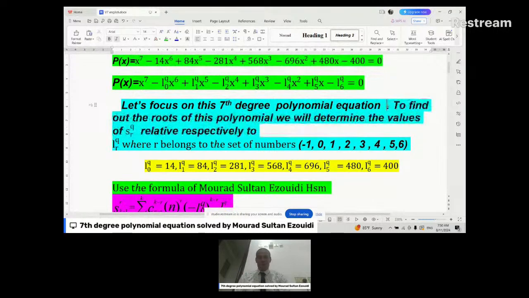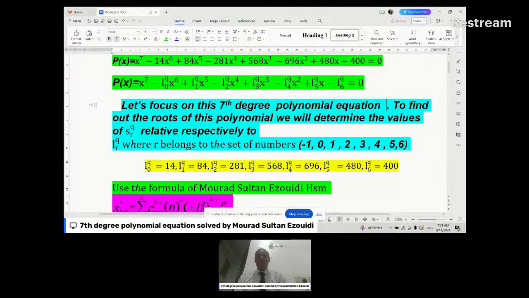So our target, learners, is what exactly? Is to find the x, the roots, okay? So I'm going to write something for you here. Before finding the roots, learners, you should find your new seventh degree polynomial equation that has a relationship to the original 7th degree polynomial equation.